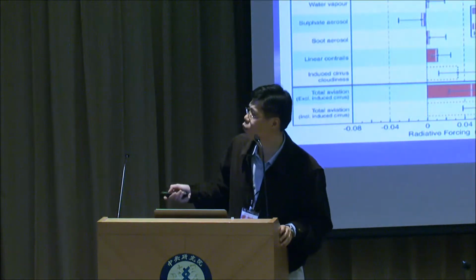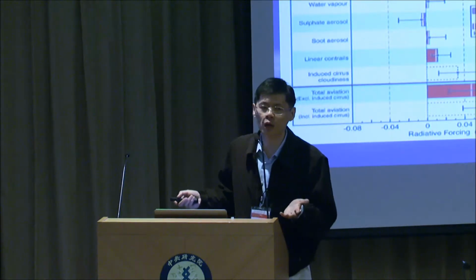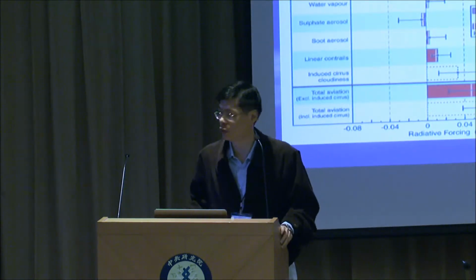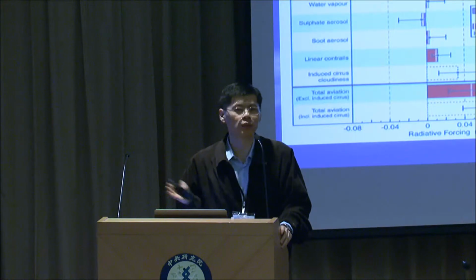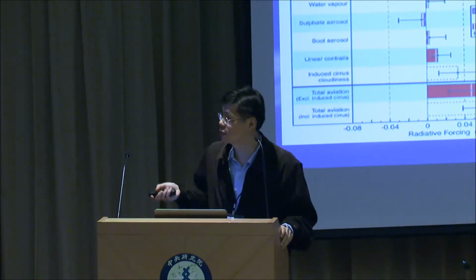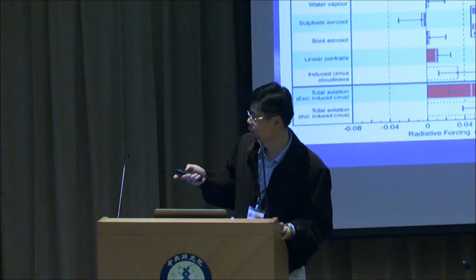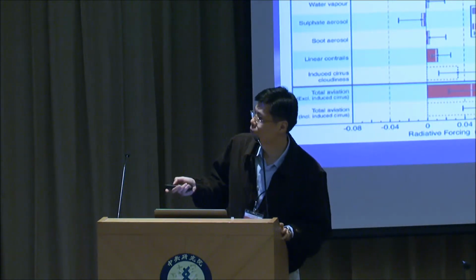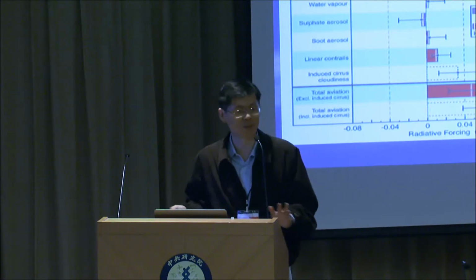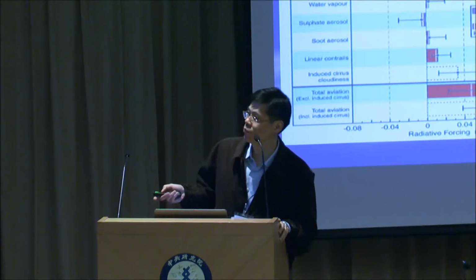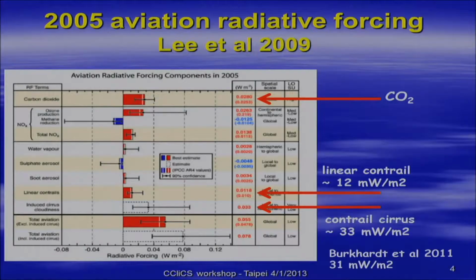So for linear contrails, in the previous study, it's about 12 milliwatts per meter squared, global average. And just to give you an idea, for a doubling of CO2, the radiative forcing is about 4 watts per meter squared. So this is a very, very small number with very high uncertainty. For contrail cirrus, it's about 33 milliwatts, not watts, per meter squared. Again, this is just a very, very rough estimate because at the time we didn't really have the capability to simulate that in GCMs.